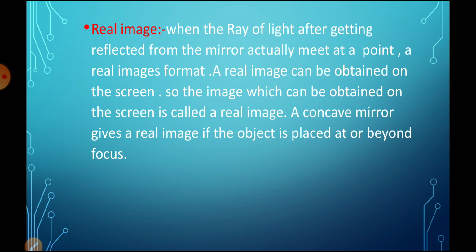Real image. When the rays of light after getting reflected from the mirror actually meet at a point, a real image is formed. A real image can be obtained on the screen. So the image which can be obtained on the screen is called a real image. A concave mirror gives a real image if the object is placed beyond the focus.